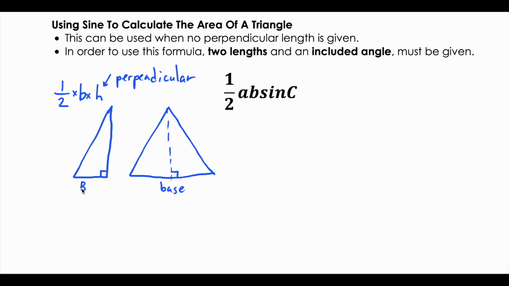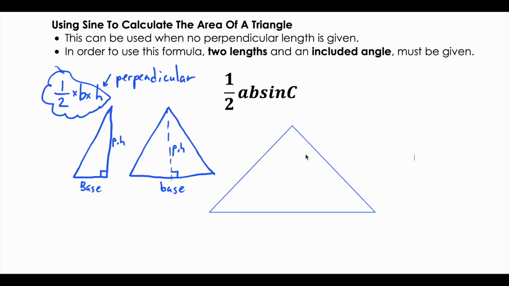So if this is a base, we need a perpendicular height. This here would be the perpendicular height, and here in this case would be the perpendicular height. If these are usually given to us, then we use this formula. Now, for situations where we do not have perpendicular heights, say we have this triangle but we do not know the perpendicular height here, but they give us a length here which is a, a length here which is b, and an angle here which is C, or in other words the included angle, we can use this formula.